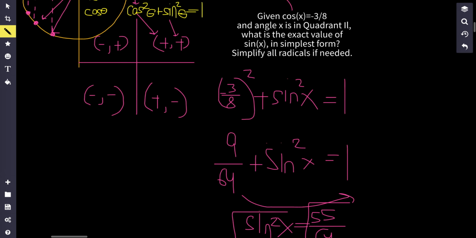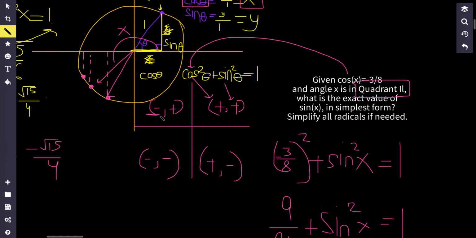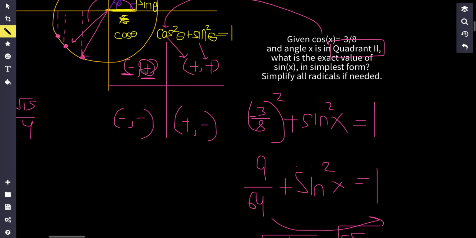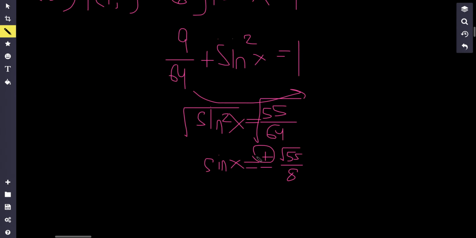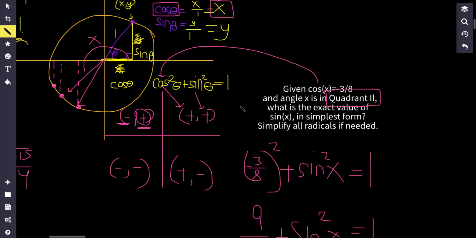All right. Now, this says that our angle is in quadrant 2. And remember how we said in quadrant 2, our X value is negative, but our Y value is positive. So in this case, since our Y value is positive, we're going to stick with the positive answer. So sine of X is equal to positive square root of 55 over 8. And that's going to be our answer.